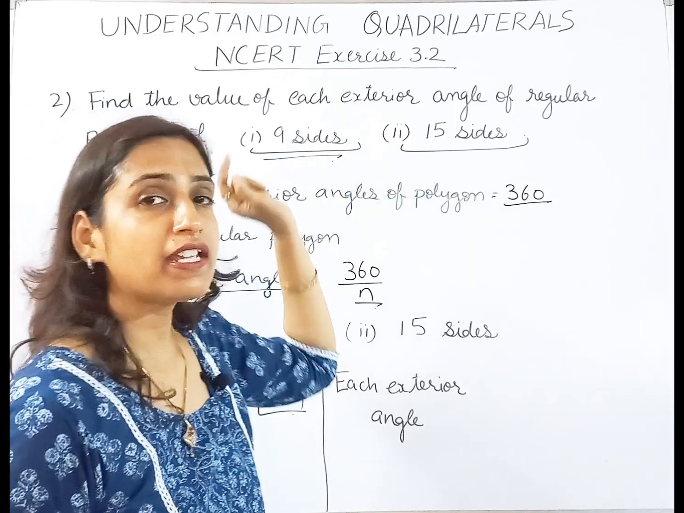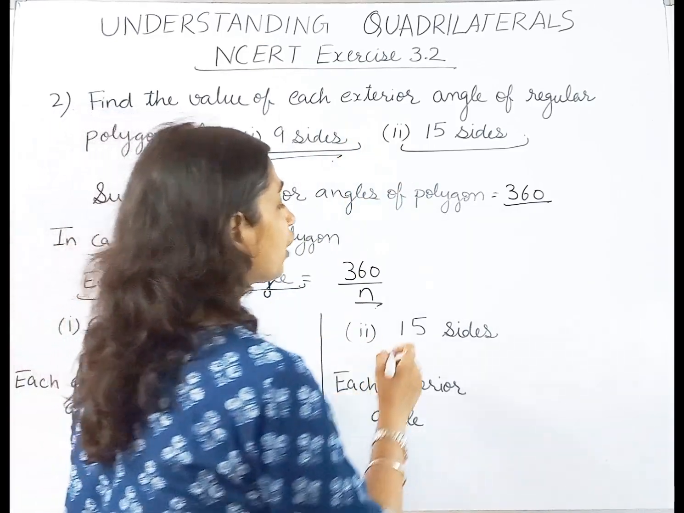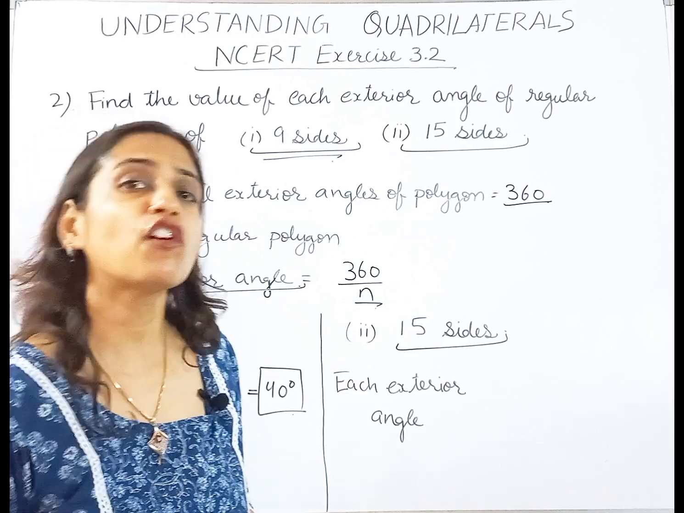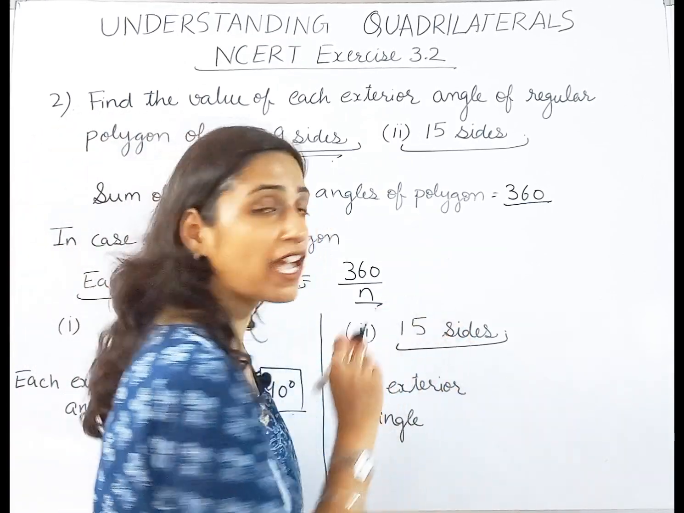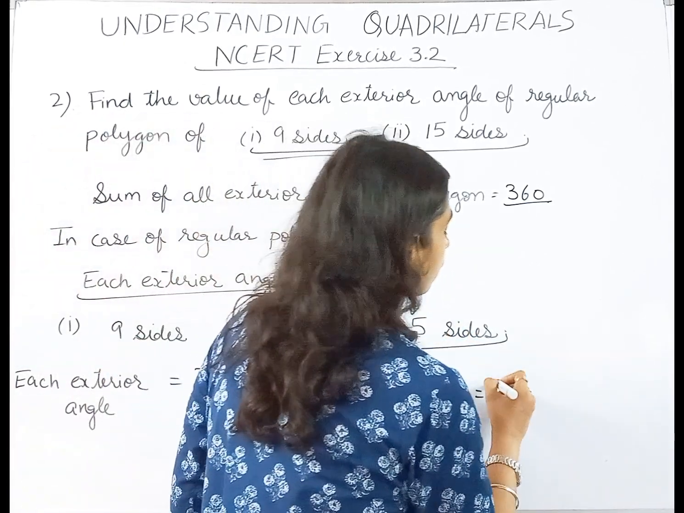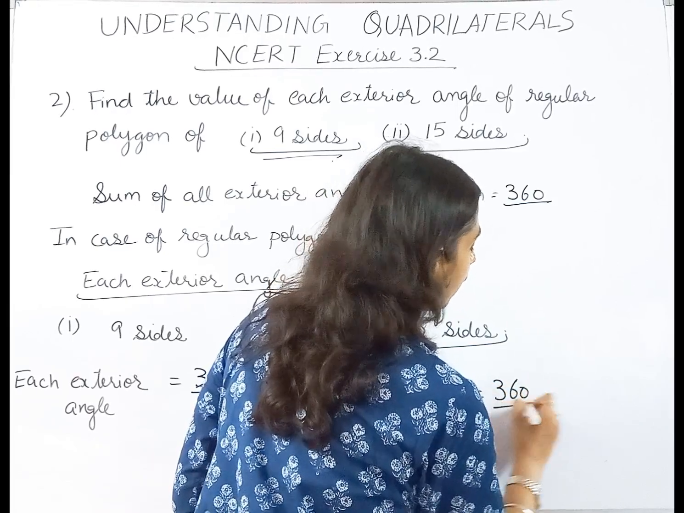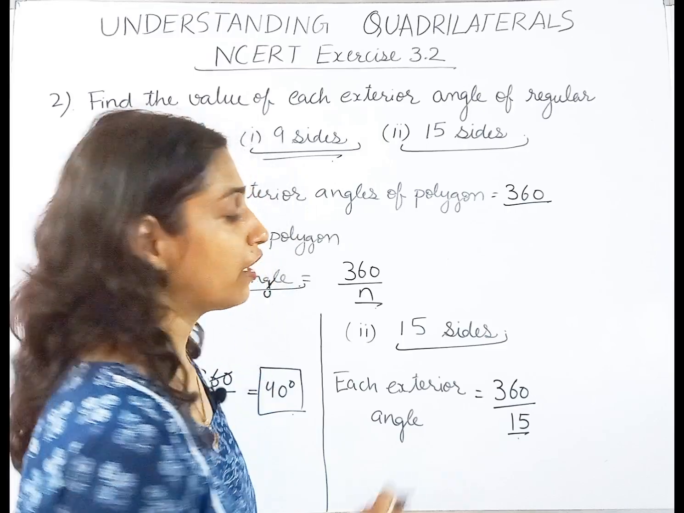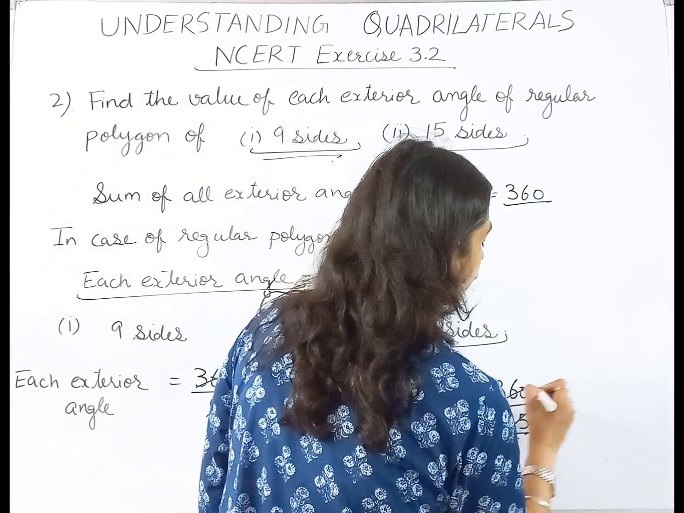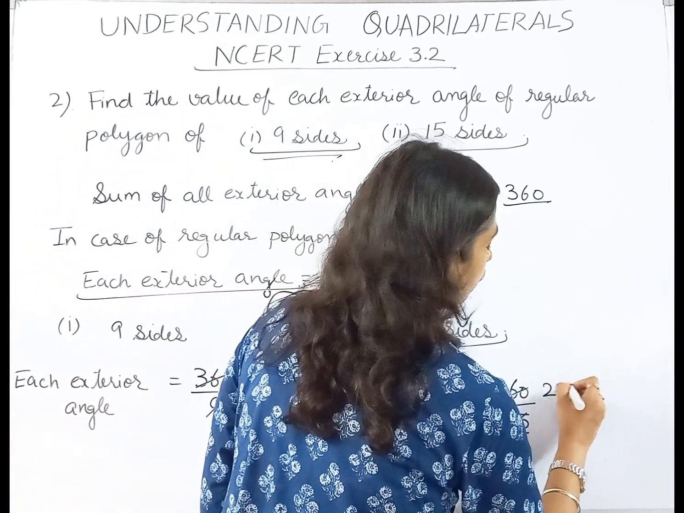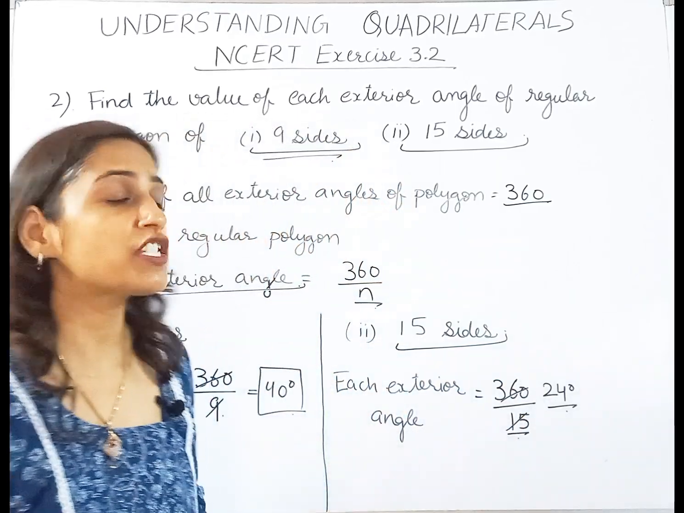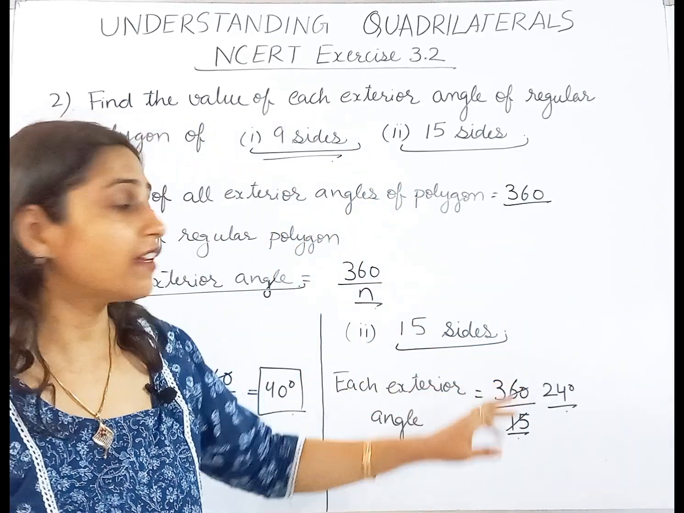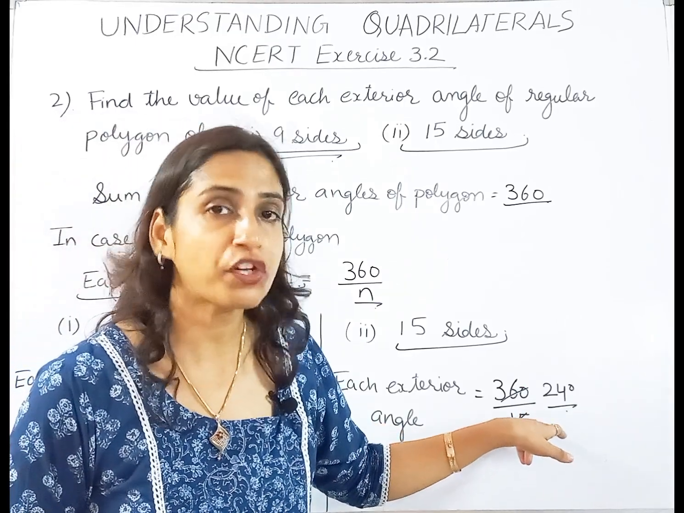And the second part is for the polygon having 15 sides. So the value of each exterior angle for the polygon having 15 sides is equal to 360 divided by 15, because the number of sides is 15. And this comes out to be equal to 24. So for the polygon which is having 15 sides, the value of each exterior angle is equal to 24 degrees.